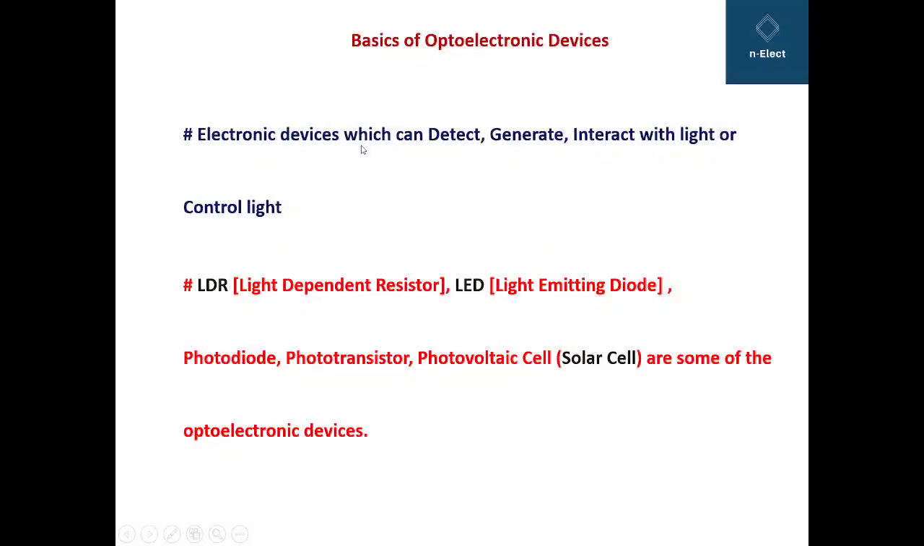Electronic devices which can detect the light or can generate the light or interact with light or even can control light come under the category of optoelectronic devices. Some of the optoelectronic devices are LDR, light dependent resistor, then LED, which is light emitting diode, photodiode, phototransistor, photovoltaic cell, also called as solar cell. Here you can see the photo stands for light.